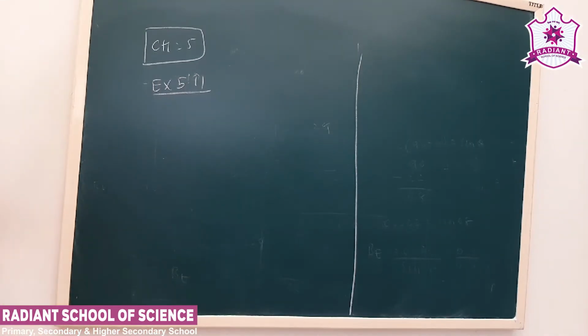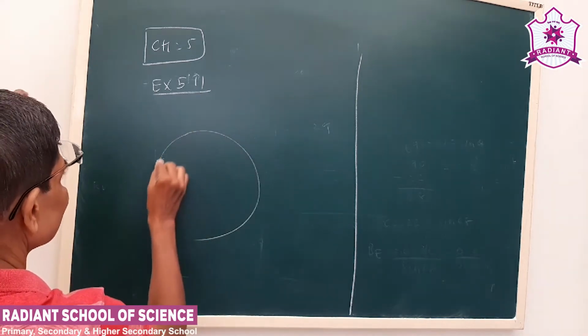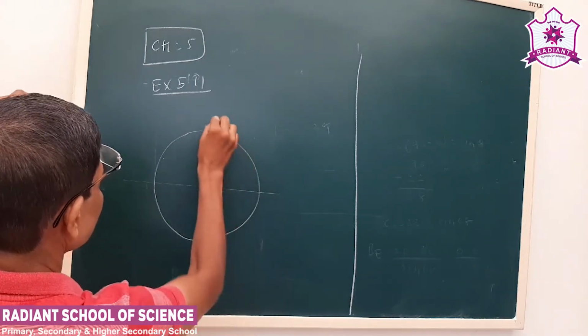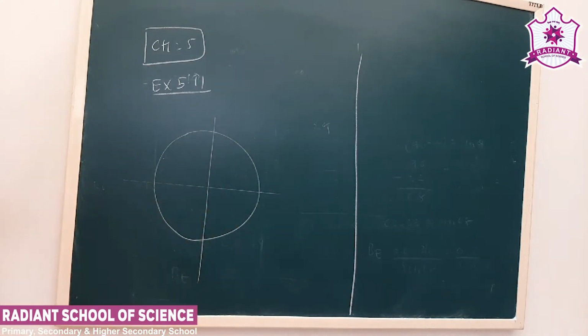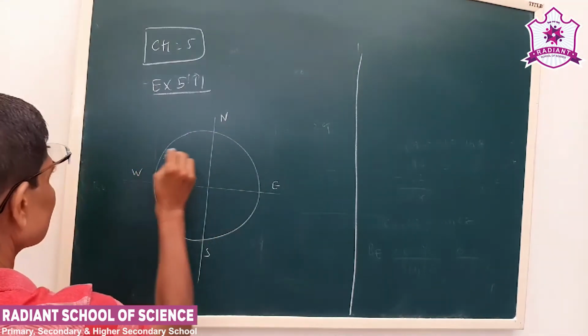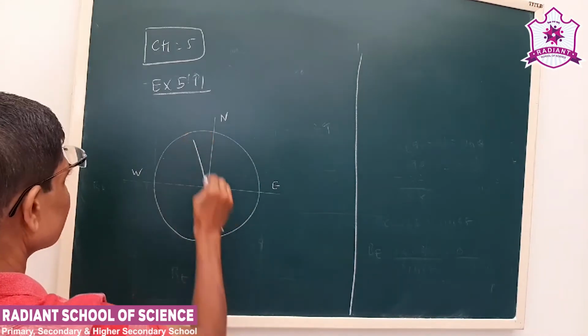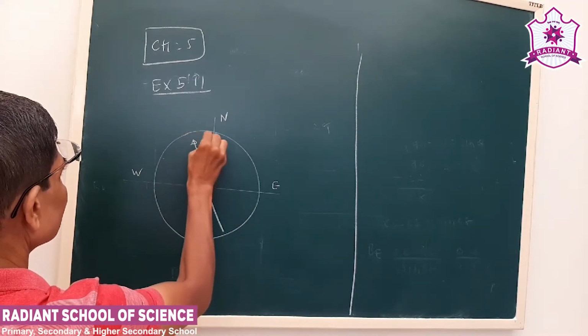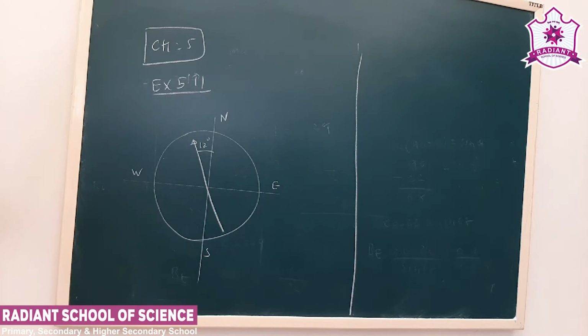Okay, now see, at a certain place and location in Africa, the compass points 12 degree west of the geographic north. Now see, our magnetic meridian is 12 degree west of the north. Now see, this is north and south, east and west. See, the compass shows 12 degree west of the north. Okay, we can show like this.